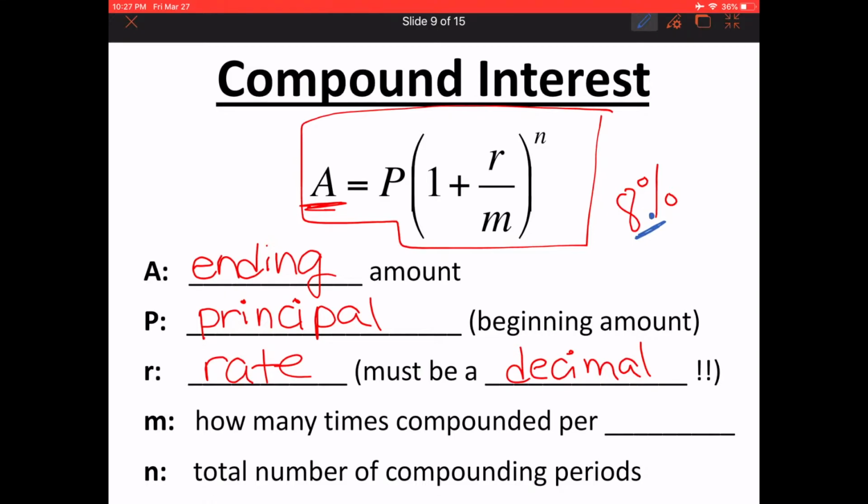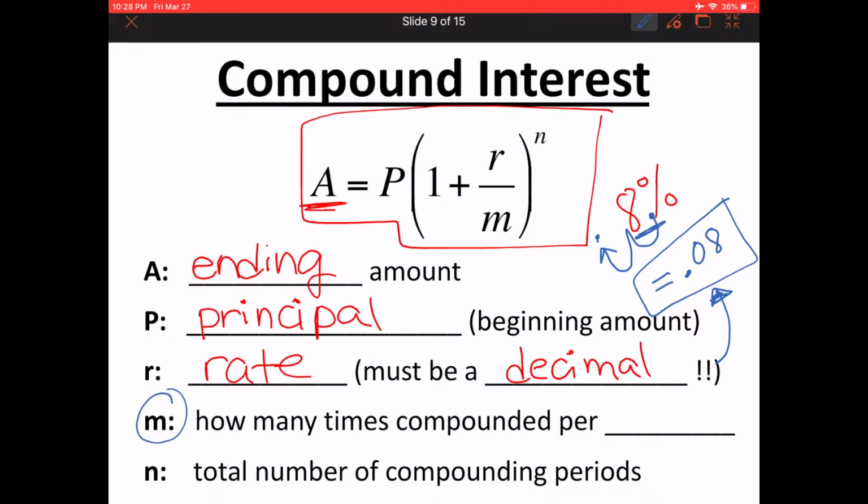So remember, my decimal point would be here, and to turn that percent into a decimal, I go 2 to the left. So 8% as a decimal would equal 0.08. And I think most of you are familiar with that, but just a little reminder, that rate can never be a percent. Turn it into a decimal.